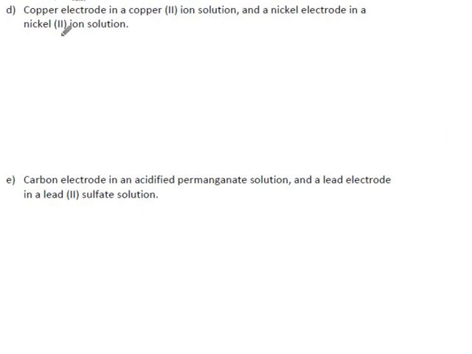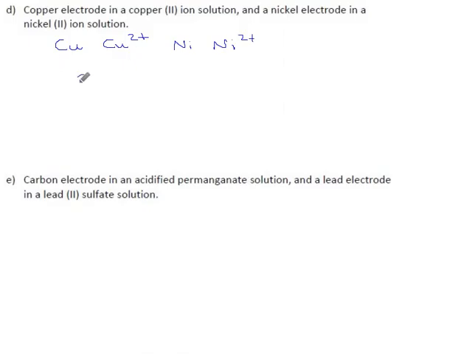Okay, a couple more. Copper electrode, copper 2, nickel electrode, nickel 2. Okay. I know copper's higher than nickel. Copper is right here. It's written as copper 2 picks up 2 electrons and turns into copper. And nickel is not that much lower, right here. Okay, so for the copper reduction, we have 0.34 volts.